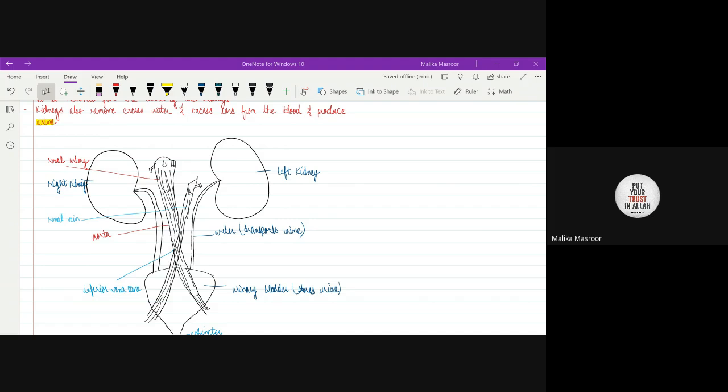Similarly in the case of veins, the superior and inferior vena cava won't be going to every single organ to collect the blood. All the veins from their respective organs come and drain the blood into your inferior vena cava. Okay.